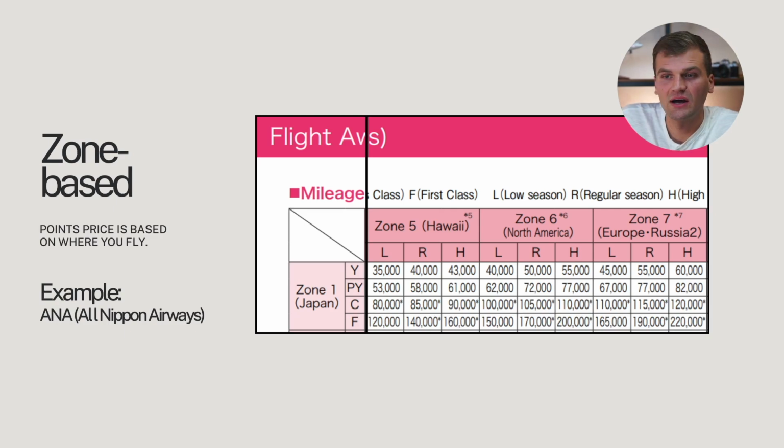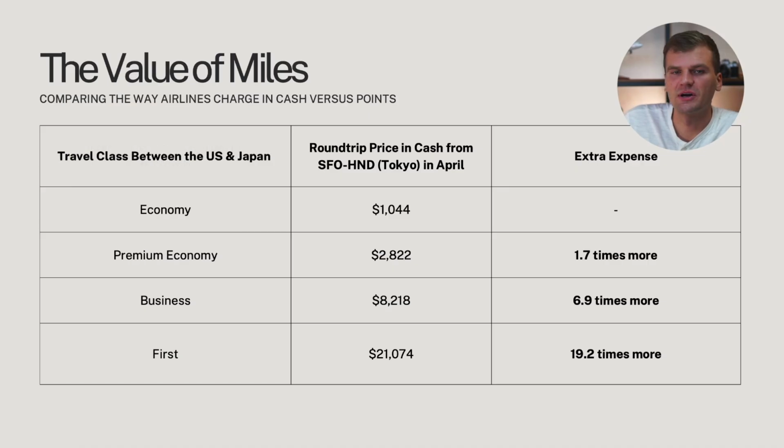And then the Y stands for economy class, PY stands for premium economy, C stands for business class, and F stands for first class. Don't ask me how they got those. Maybe they're fare codes, I'm not sure. So this is where miles are going to be so valuable, and it's basically in the higher classes.